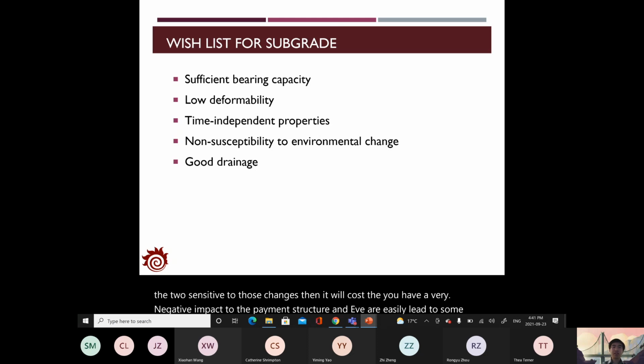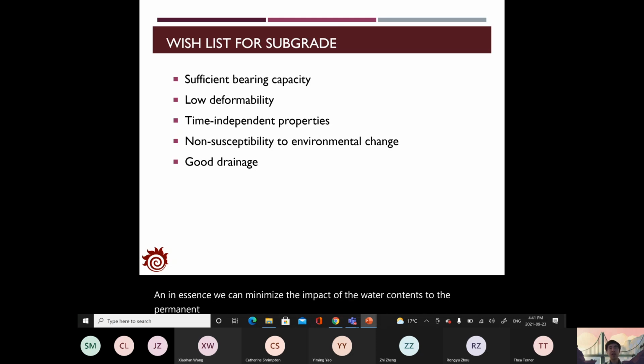The last thing is the drainage condition. We know that there will be some rainfall on the road, and some of the water will fall down behind the pavement structure. At the bottom of the pavement structure, there will be the subgrade layer. So the subgrade layer should have the capability to remove the water from the pavement. In that sense, we can minimize the impact of the water content on the pavement structure.